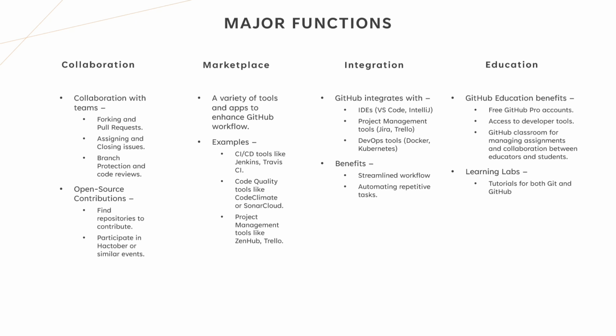Like CI/CD tools like Jenkins and Travis CI, code quality tools like Code Climate or SonarCloud, project management tools like ZenHub and Trello. Under integration, GitHub integrates with IDEs like VS Code and IntelliJ IDEA, and project management tools like Jira and Trello, and DevOps tools like Docker and Kubernetes. Benefits: streamlined workflow and automating repetitive tasks.